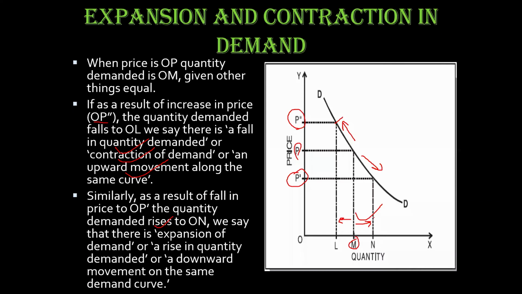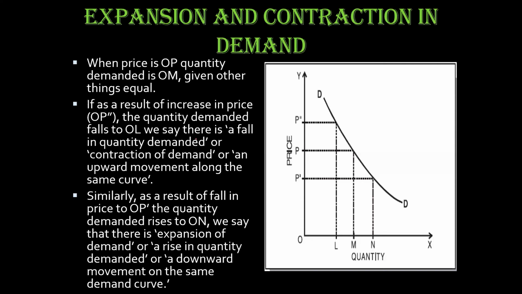You have to remember these names. It can be downward movement on the same demand curve. It can be rise in quantity demanded. It can be expansion in demand. So these all take place because of the change in price. So when there is a change in price, the movement along the same demand curve takes place. As you know, this is the effect because of change in price.